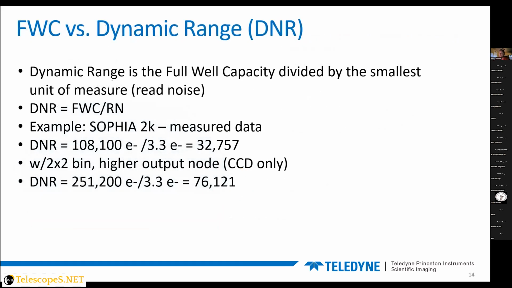So I've talked a lot now about full well capacity, and you might say, well, I thought we were talking about dynamic range. We are. The reason is that one is kind of a function of the other. Dynamic range is actually the full well capacity on your camera divided by the smallest unit of measure, which is the read noise. This makes sense if you think about it.